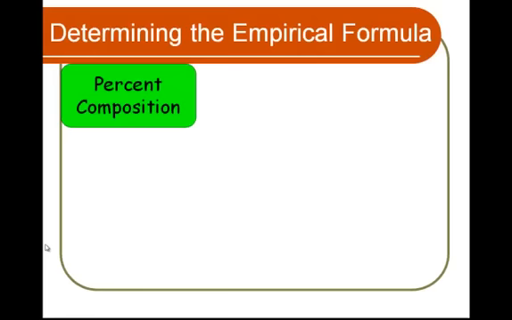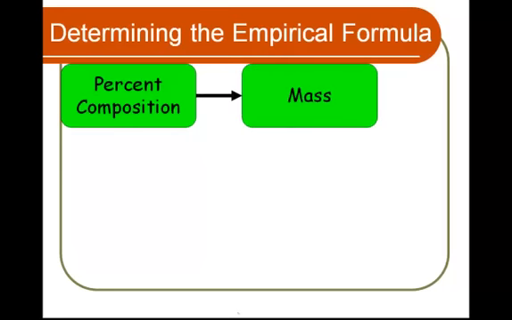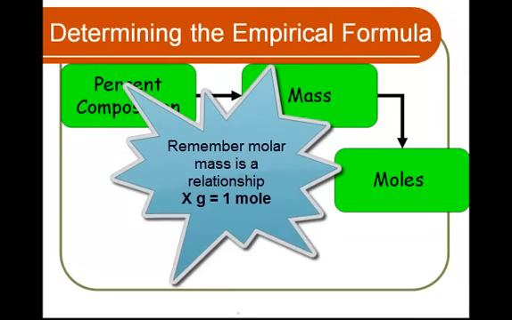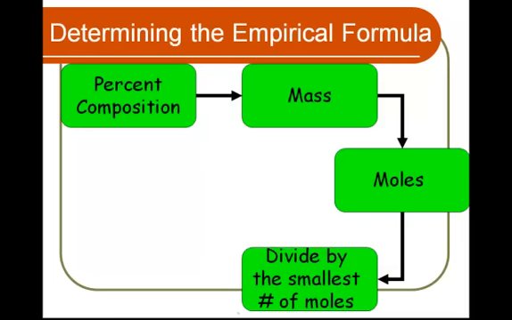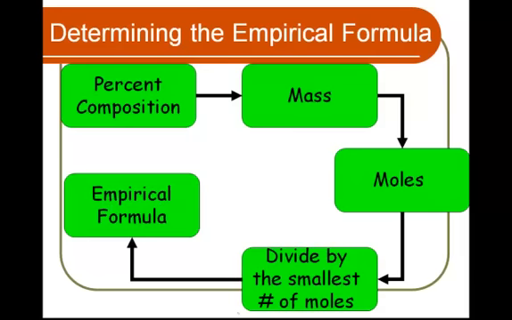Determining empirical formula. In our last video lecture, we looked at how to determine the percent composition of different elements and how they existed within a compound. Well, when we're going to determine the empirical formula, we're going to be working with the percent composition, and we're going to convert the percent composition to mass. After we convert to mass, we're going to need to use our molar mass and figure out the number of moles of each of our substances. What we're then going to do is compare and then divide by the smallest number of moles. And then this will eventually give us an empirical formula.